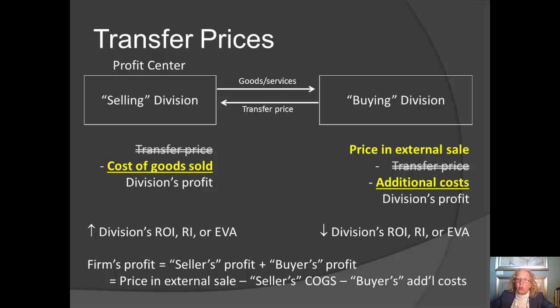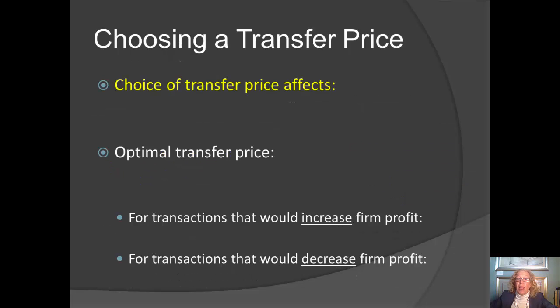This is about recognition of value. So, how do we choose a transfer price? This is a very important question because the transfer price that is chosen is going to affect managers' decisions by either incentivizing or disincentivizing certain actions. Therefore, that decision is going to affect firm profitability.